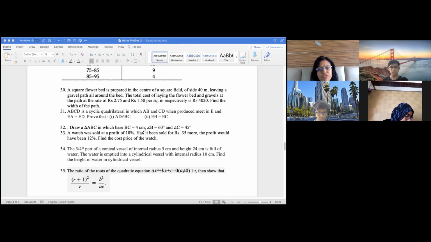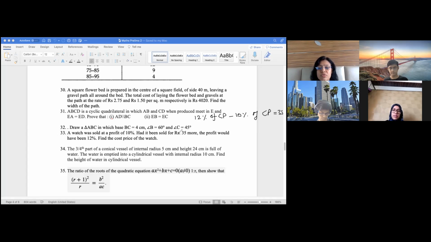A watch was sold at a profit of 10%. Had it been sold for rupees 35 more, the profit would have been 12%. So इसका मतलब क्या है? 12% of CP minus 10% of CP is equal to 35, right? You can write it like this: 12% of CP minus 10% of CP is equal to 35, right? मतलब अगर 12% CP में लिया होता और 10% में लिया होता तो 12% में 35 ज्यादा.